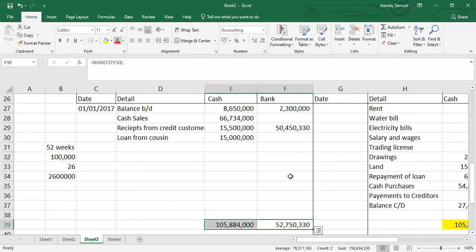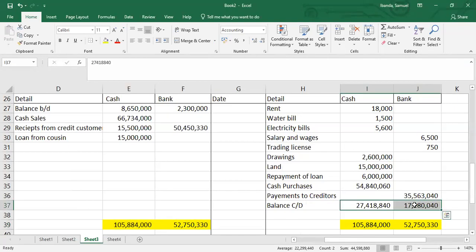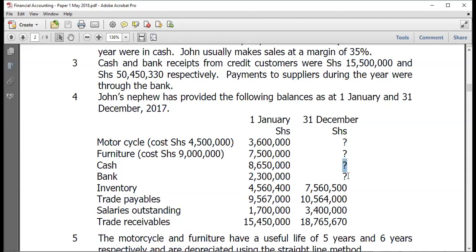So if I was drawing up, if they had asked me to draw up my statement of financial position, these are the balances that I would take under my what? Under my statement of financial position. And also, when you get here, remember these question marks that we have on this question? We've at least determined this. We have also determined this, okay?